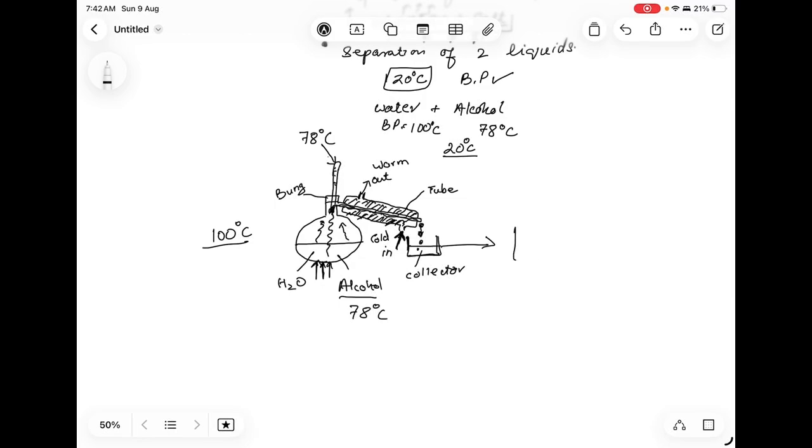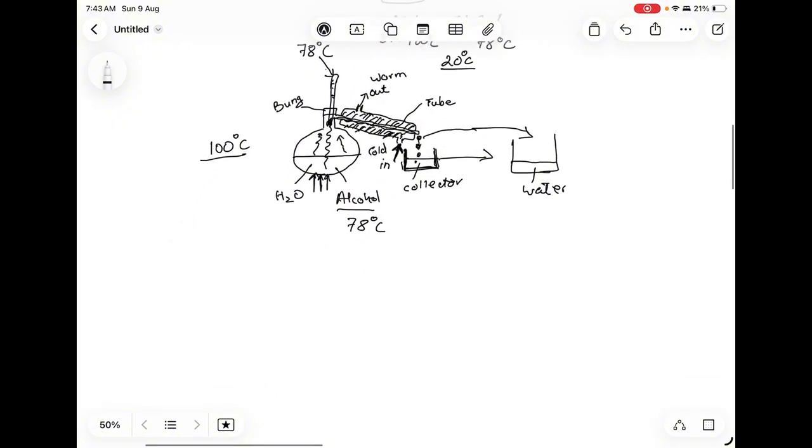Okay, and instead of this, you are going to place another beaker so that this liquid is then collected in that other beaker, which would obviously be water, because all the alcohol was already collected in the first one. In the first collection we got all the alcohol collected, and now we will get all the water collected. So this is how we are going to separate these two, and this is simple distillation. Now let's move towards fractional distillation.